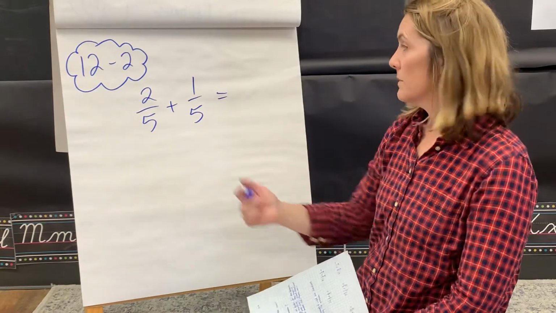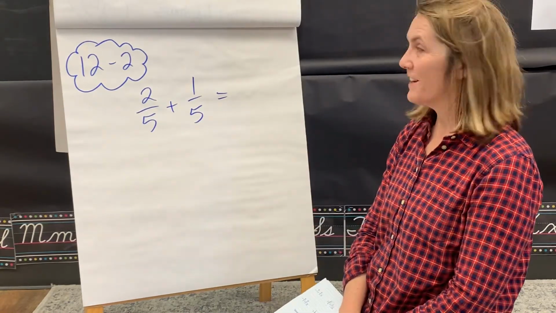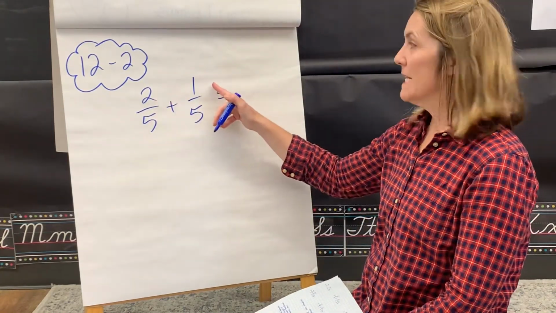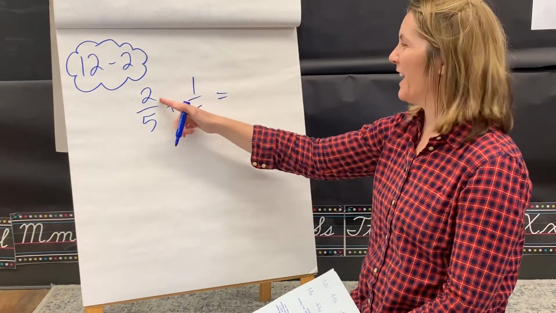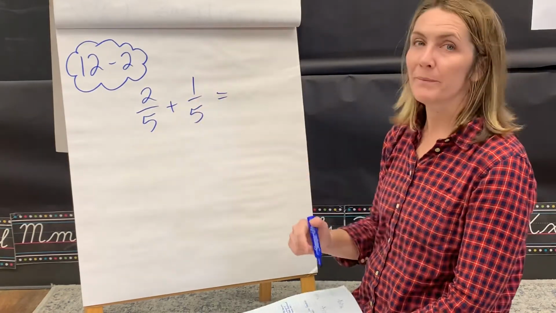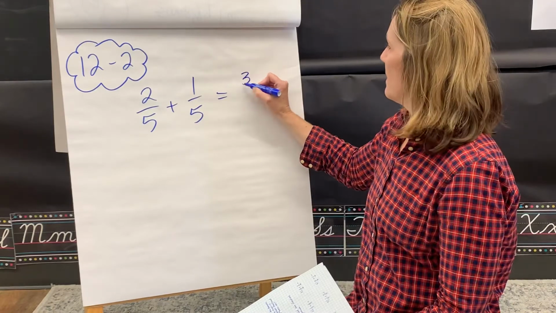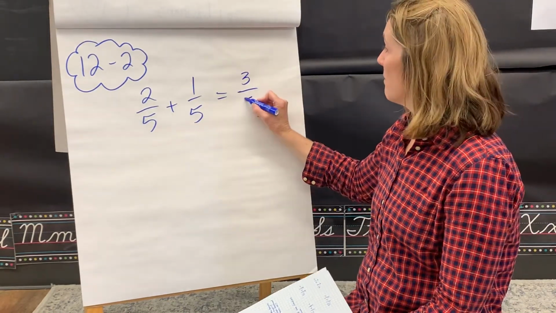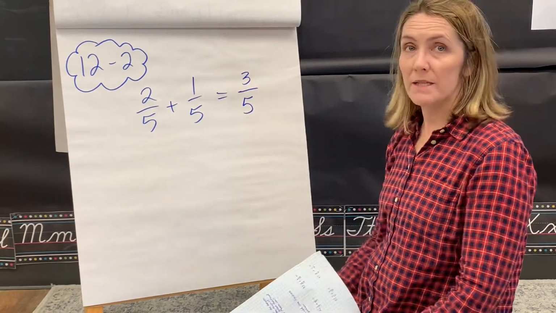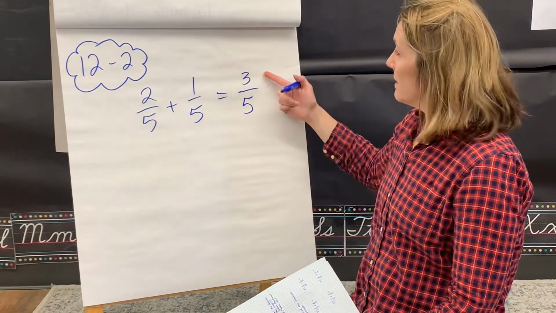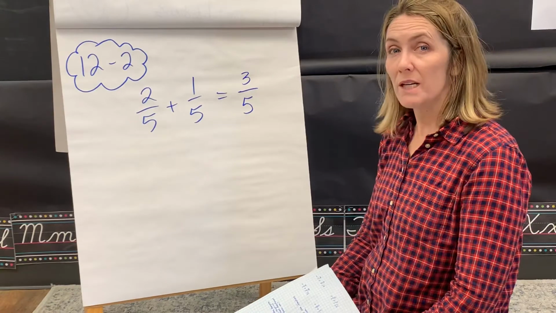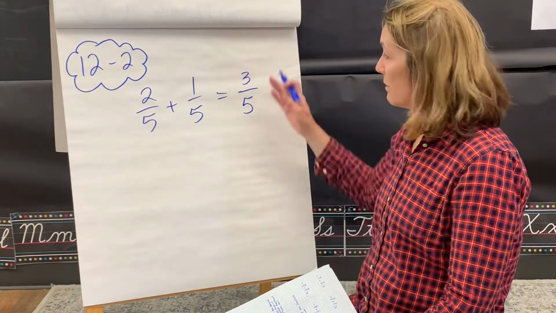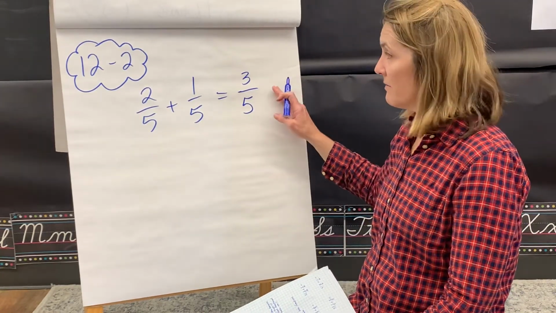Same lesson. What do we start with first? Right, the numerators. 2 plus 1, 3. What do we do down here? Continue the same. Okay. Can it be simplified? Are 3 and 5 a factor of one another? Nope. So it's at what we call simple prime. It's done. It's simplified. Can't do it anymore.